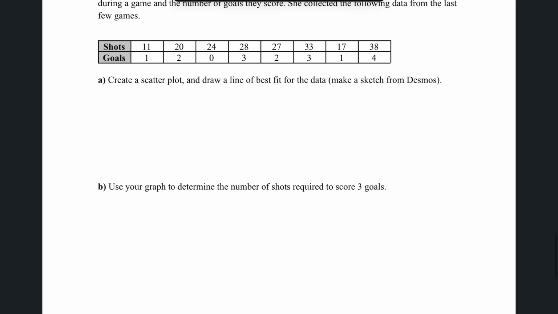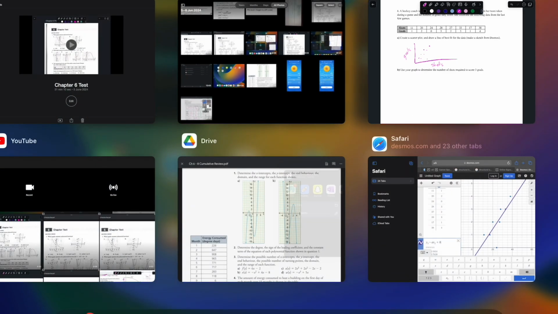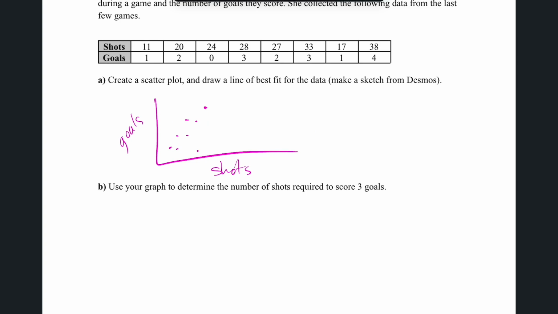Okay, so sketching it, it was like in pairs going up. One at the top and one down here, I think. Yep. And then line of best fit goes through like there. This is just a sketch. And then use your graph to determine the number of shots required. Oh wait, there's a 0, so let's just put this on the 0 because of that 0 up there. Number of shots required to score 3 goals. Okay.